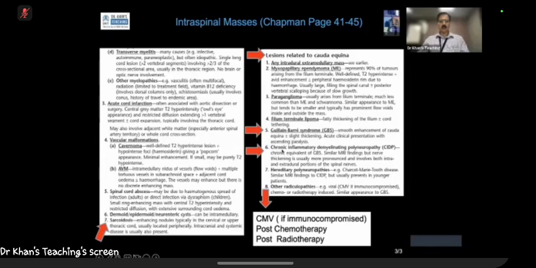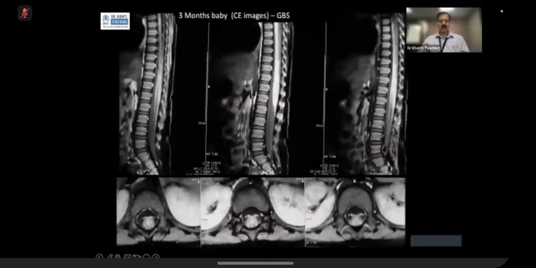Then this is a sort of chronic equivalent of GBS, chronic inflammatory demyelinating polyneuropathy. And then other radiculopathies like CMV, post-chemo, post-radiation, etc. These words should be in your vocabulary so that you can tell a few of them to the examiner. This is a case of Guillain-Barré syndrome. This is a T1 weighted fat saturated sequence where you can see that the whole of the cauda equina enhances. Now, if you see the axial, you can see the nerve roots are also enhancing.